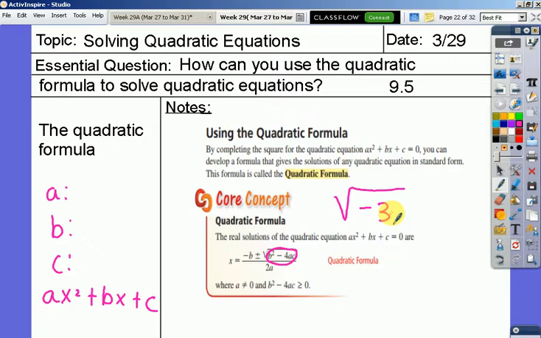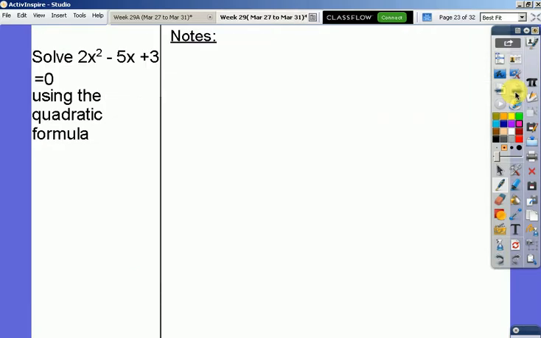Okay, here we go. Whether it's Pop Goes the Weasel or a rap or whatever you come up with to remember this, or you just plain memorize it, you need to know the quadratic formula. So it says, solve 2x squared minus 5x plus 3 equals 0 using the quadratic formula.